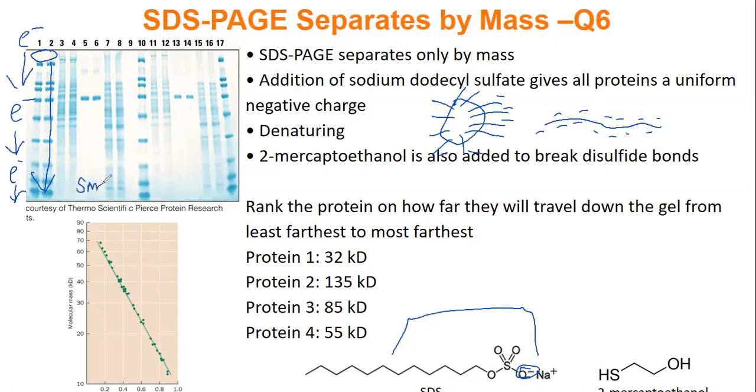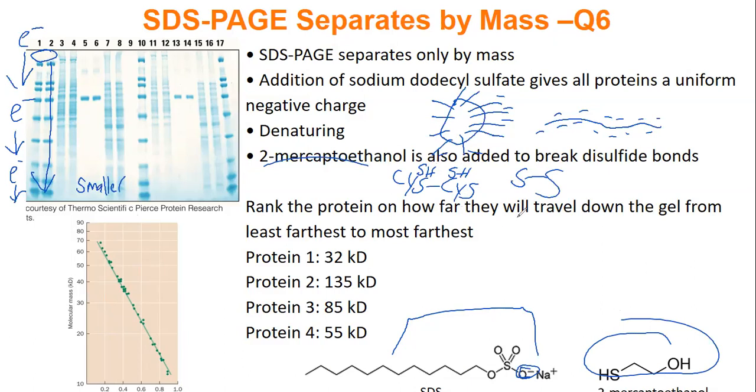And the further they migrate is based on their size. The smaller they are, the further they migrate, because they're going through a gel, right? So gels have holes. The smaller you are, the easier it is to go through holes. You also need to add 2-mercaptoethanol, shown down here. You don't need to know the structure of that. What 2-mercaptoethanol does is that it breaks cysteine-cysteine disulfide bonds, which we had a question on the test. So cysteine, if you remember, has SH for its side chain. A disulfide bond is 2 sulfurs forming a covalent bond.